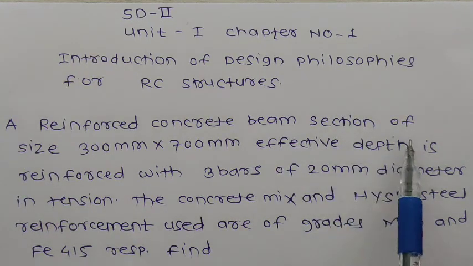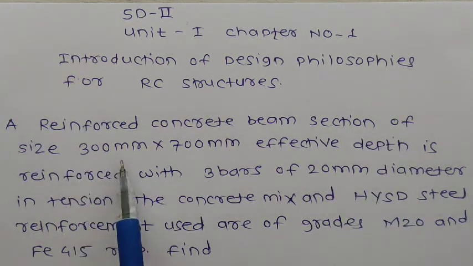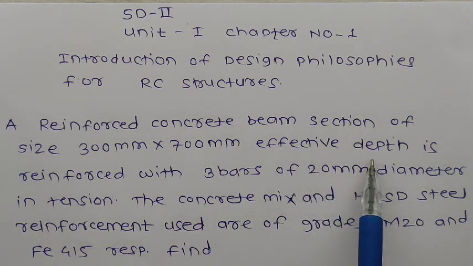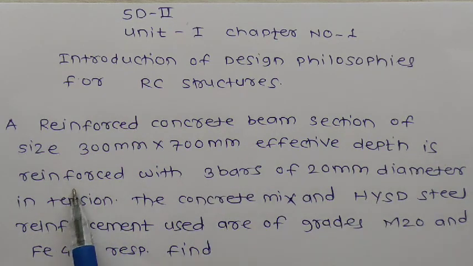section of size 300 mm by 700 mm. Effective depth is reinforced with 3 bars of 20 mm diameter in tension. The concrete mix and HYSD (high yield strength deformed) steel reinforcement used are of grades M20 and Fe415 respectively.